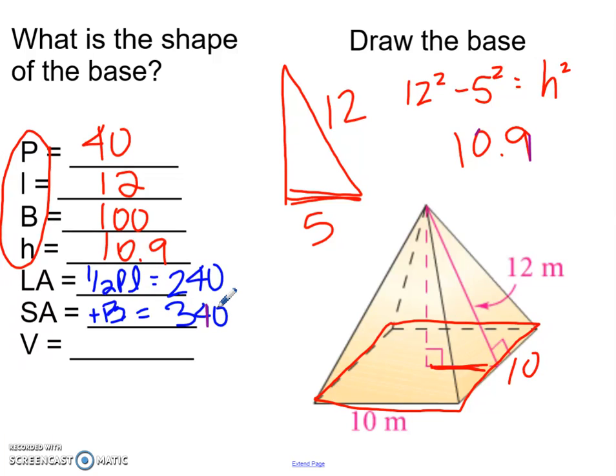And then the volume of a pyramid is 1/3 area of the base times the height. So we have the area of the base, we have the height, multiply those together, times 1/3, and you get 363. So it's nice to just have all this information handy, and then we just have to plug it into our formula.